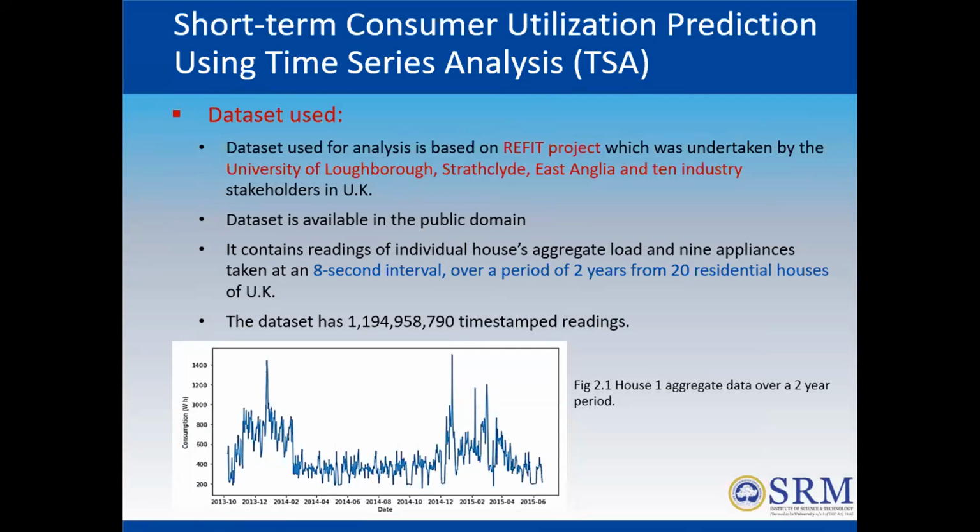And that model will keep forecasting how much energy is needed, not for the long term, but for the shorter term, that is for the next 72 hours, because the data we got was every 8 seconds. So we had such an amount of data, which we got from the UK, from the RFID project.